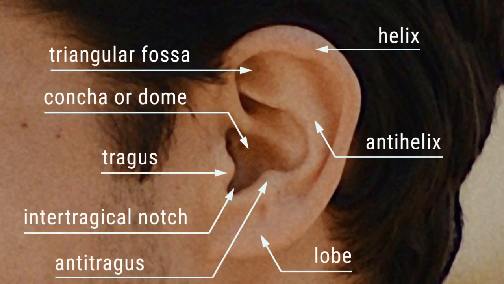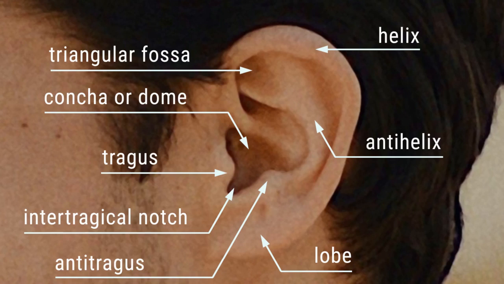Parts of the ear are: tragus, a roof for the ear hole; antitragus, the ledge opposite the tragus; intertragic notch, space between tragus and antitragus; concha, the dome of the ear; helix, external edge of the ear; antihelix, the thick edge of the dome; triangular fossa, the dimple on the upper part of antihelix; lobe, the soft bottom part.